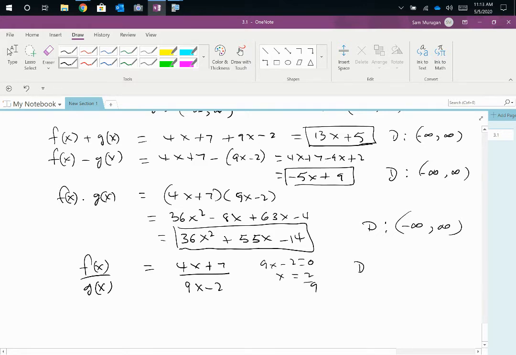In this case, the domain is all real numbers except for 2 over 9; x cannot equal 2 over 9. In other words, from negative infinity to 2 over 9, jump over and continue to positive infinity.